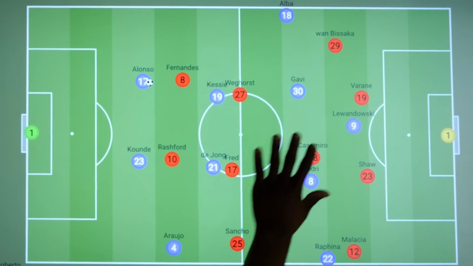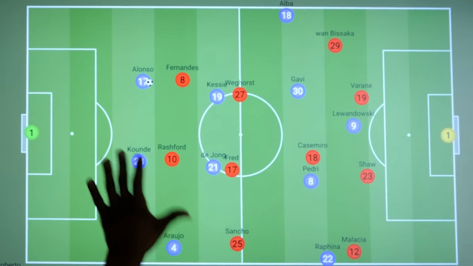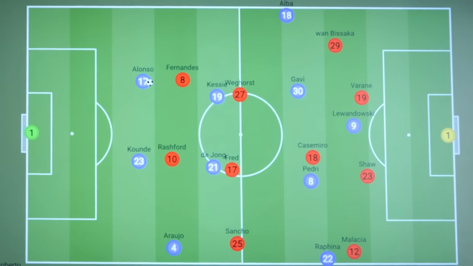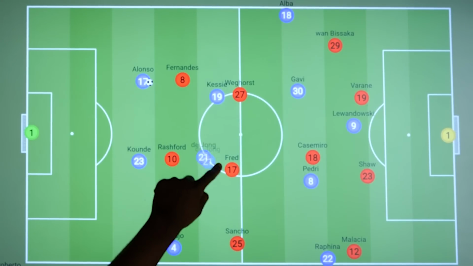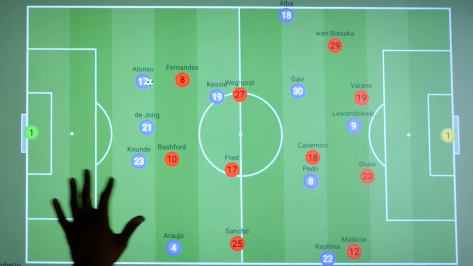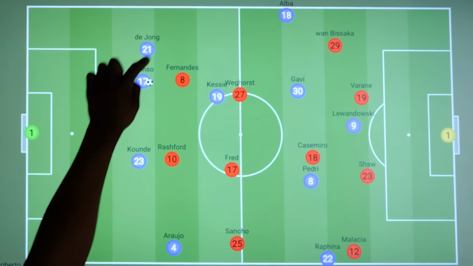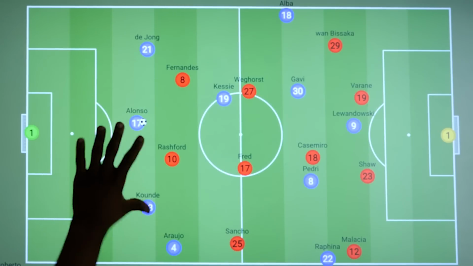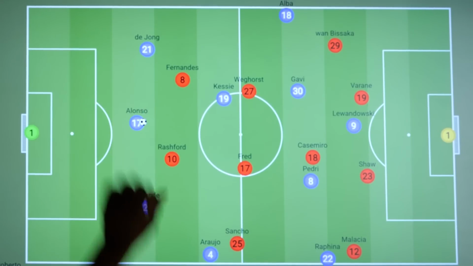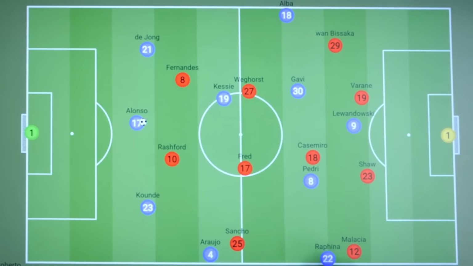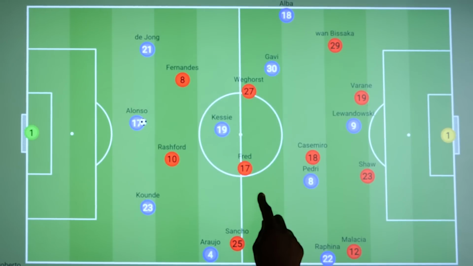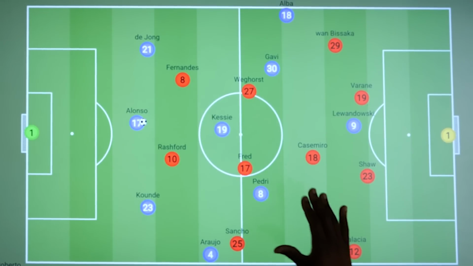But Xavi's role here also allowed Barcelona to beat the press much more easily. And this was because De Jong now had a lot more freedom to drop into the backline, either between the centre-backs or off to the left-hand side. This would mean that they now had the 3 versus 2 against Rashford and Fernandes, while still maintaining a midfield 3 that could keep possession of the ball.